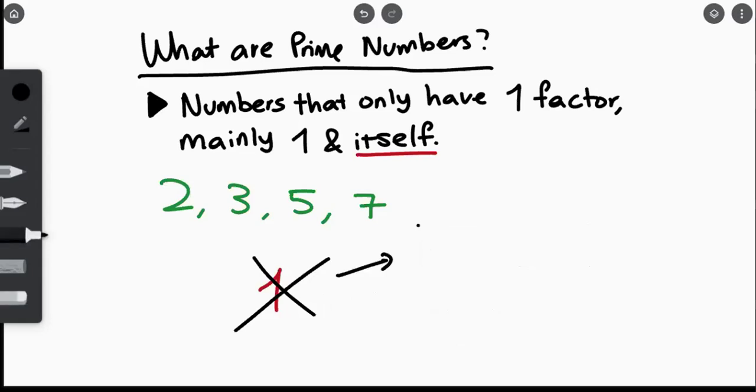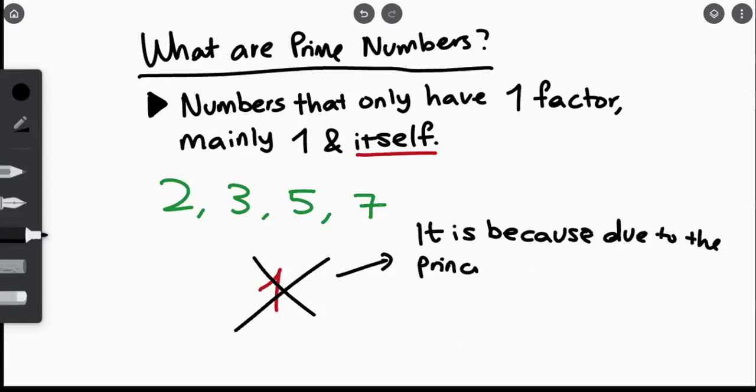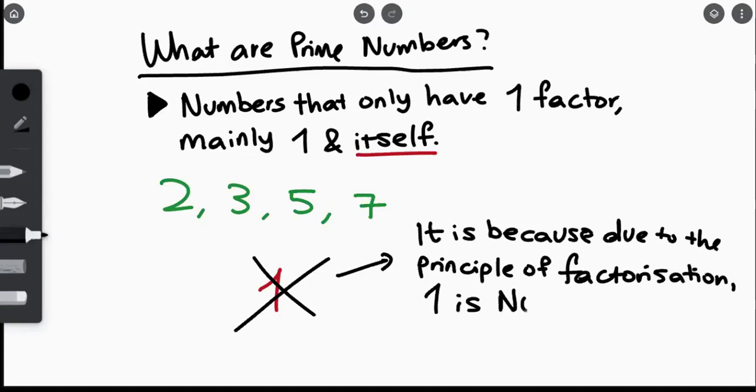You will say that due to the principle of factorization, 1 is not a prime number.